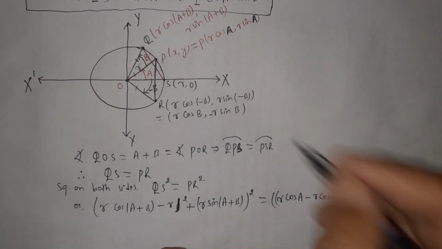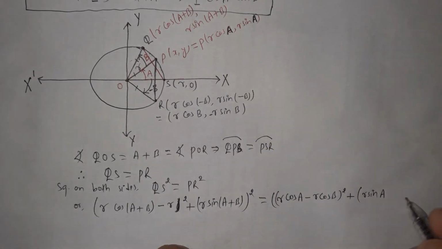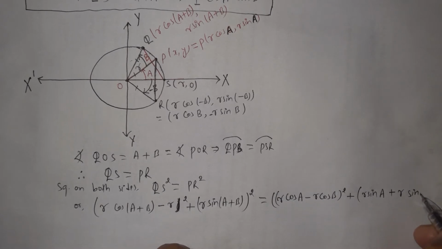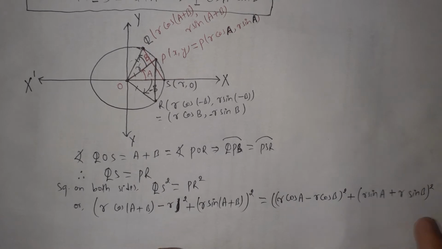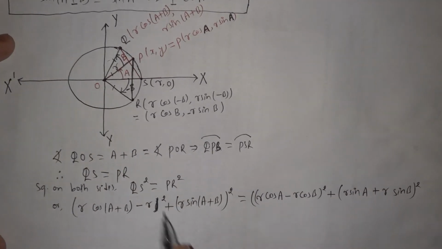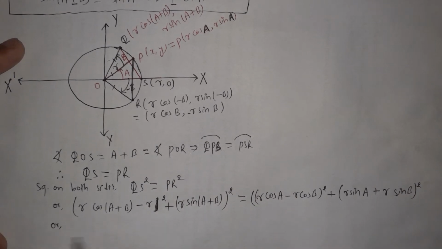And here R sine A minus... this is very lengthy. Here we just use the distance formula to calculate the distance between the points Q and S, and P and R. Let's simplify these relations.